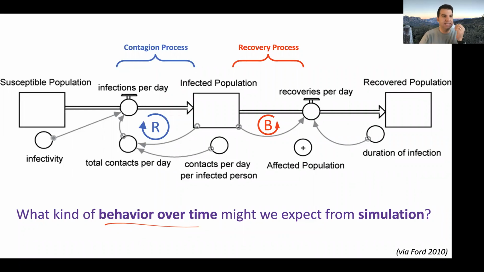So I look at this and I see that I've got a contagion process that's a reinforcing loop right next to a recovery process that is a balancing loop. So I've got a reinforcing next to a balancing. So with that in mind, what might I expect in terms of behavior over time from this simulation? Does anybody have any guesses as to what type of curve I might get out?